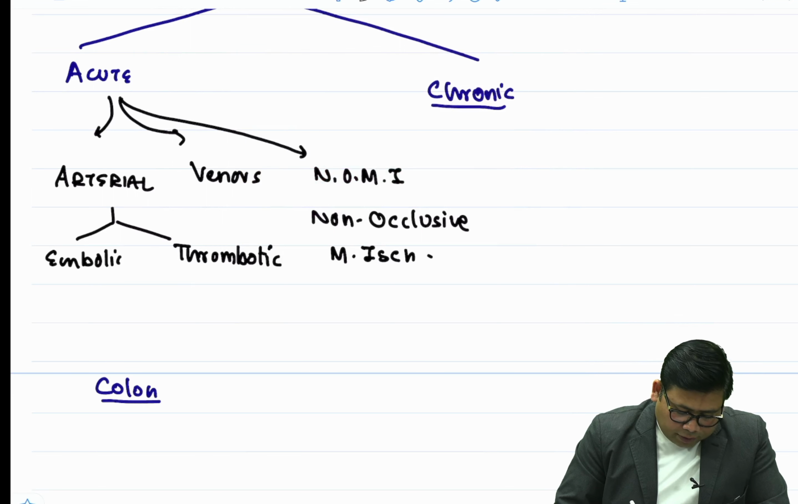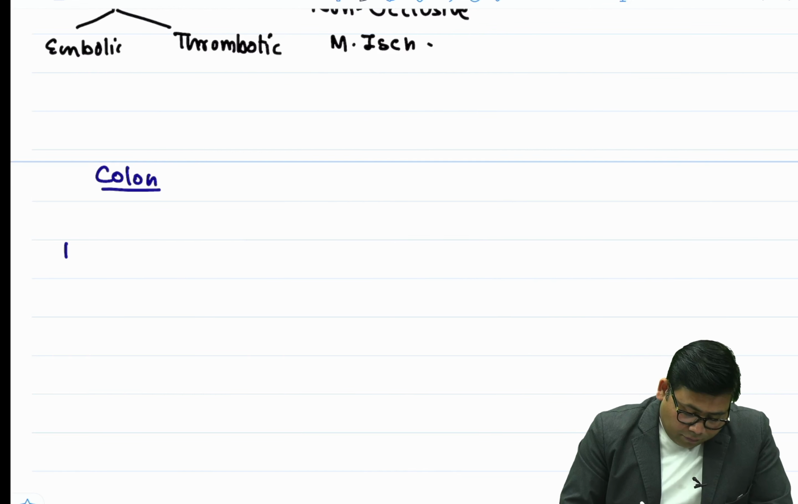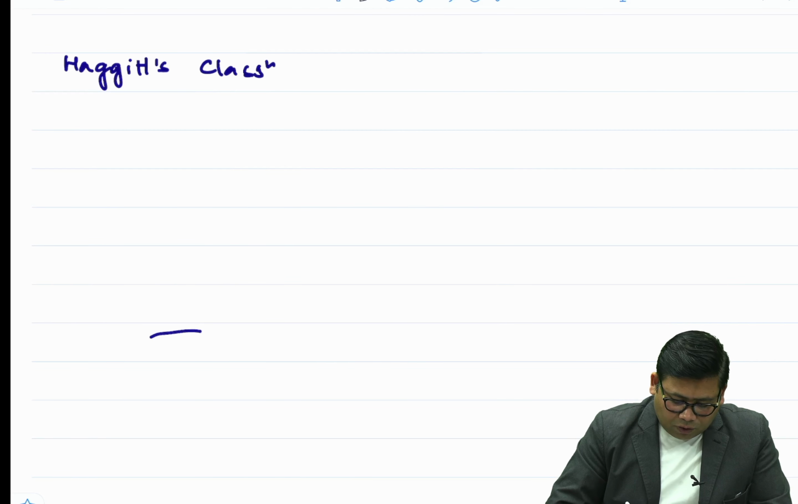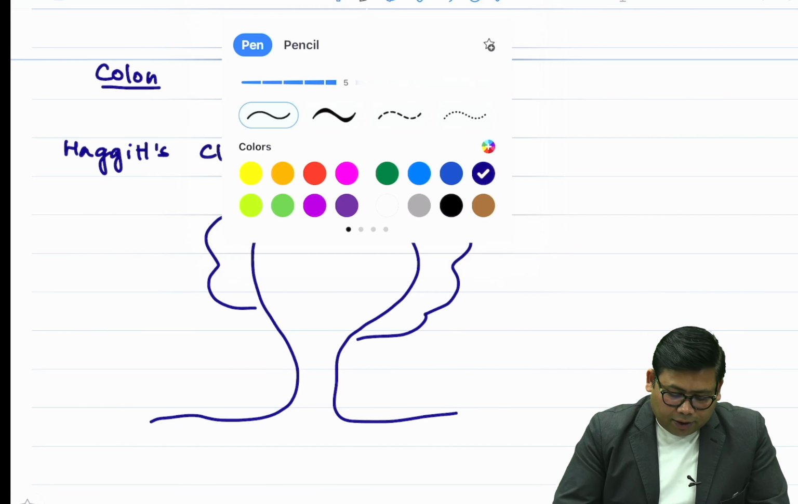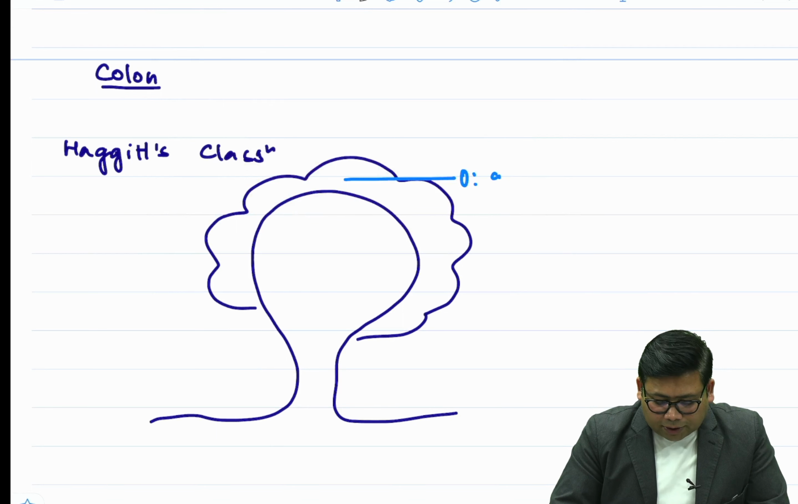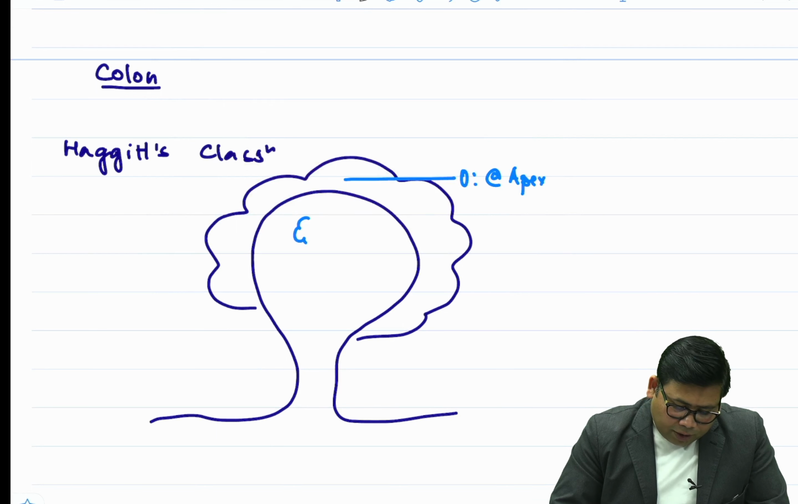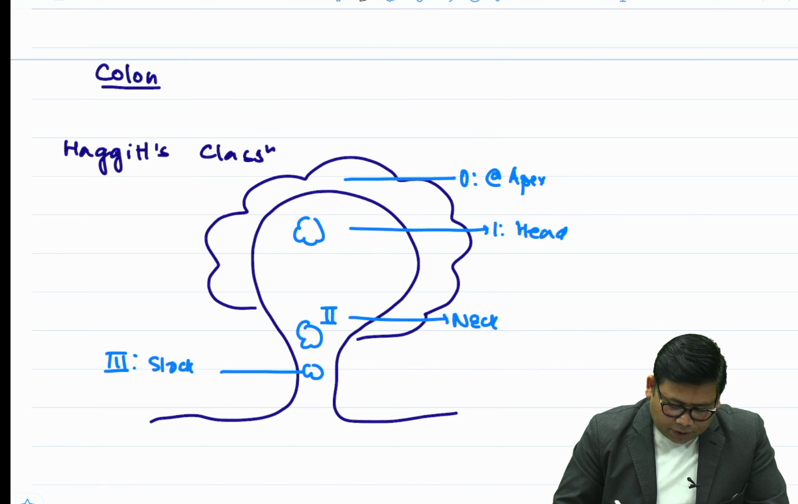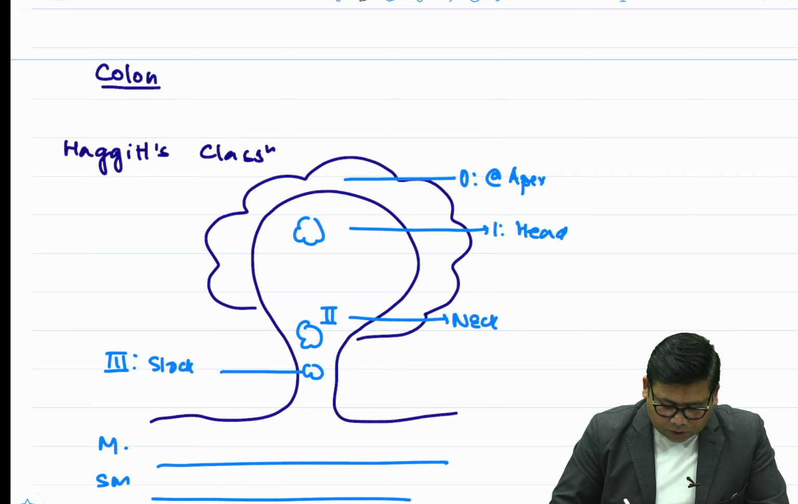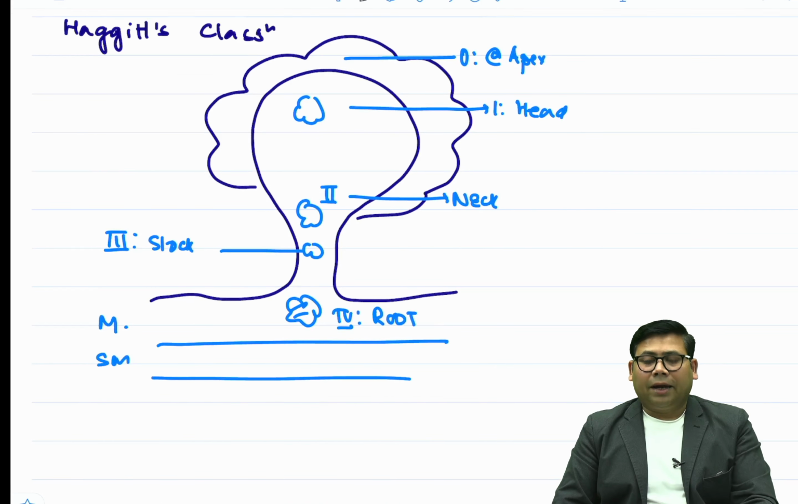Then let us go to the colon, and in colon we have a very important classification known as Haggitt's classification. It is a classification of colonic polyps, pedunculated type, basically showing us the tumor. Depending upon where the tumor is, it can be Haggitt's 0, tumor at the level of the apex. Tumor at the level of the head is 1, the level of the neck is 2, and the level of the stalk is 3. Here this is mucosa, this is submucosa. Tumor at the level of the root is type 4. This is Haggitt's classification.